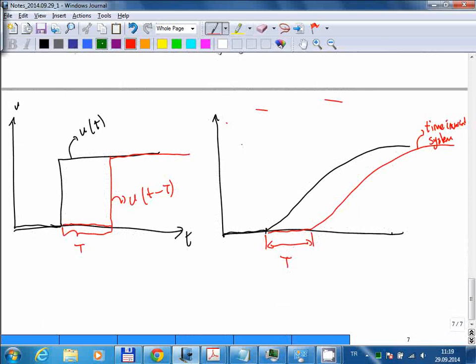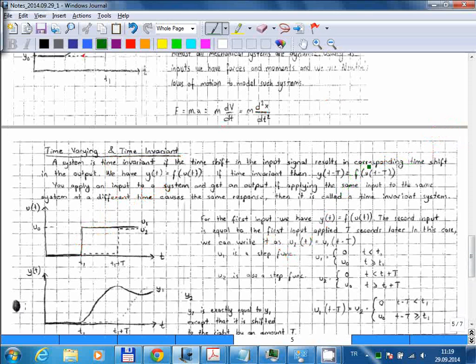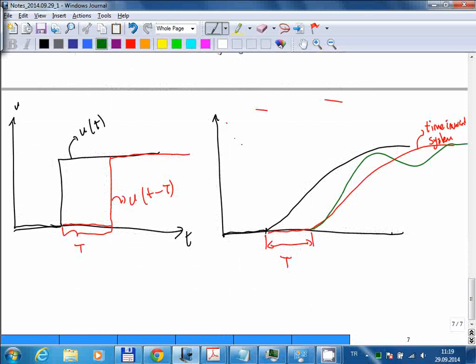If you get a different response, such as this one, for example, you give the input at a different time, but you get somehow a different response. So obviously the green output is different than the black output, right? So this means this should correspond to a time varying system. Okay.